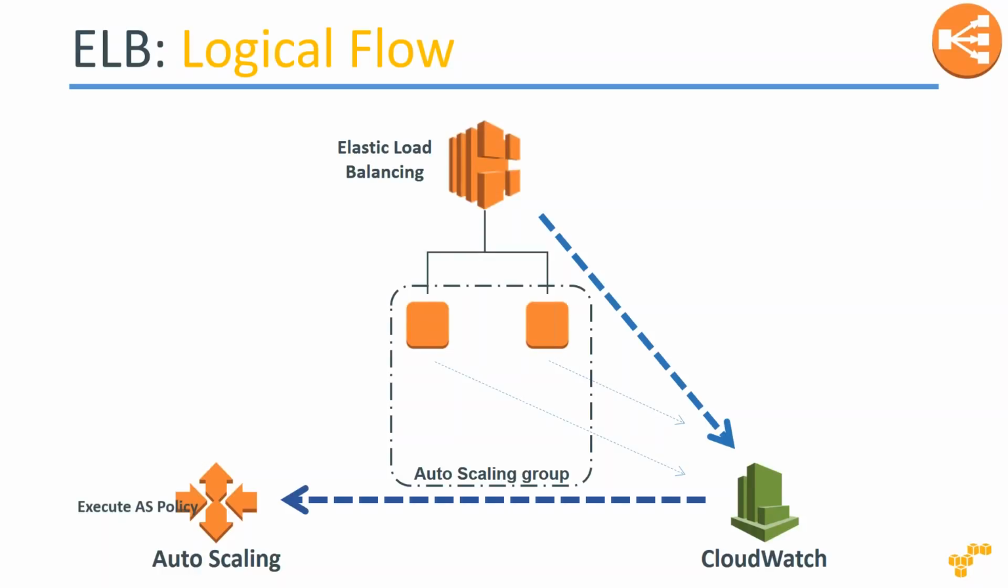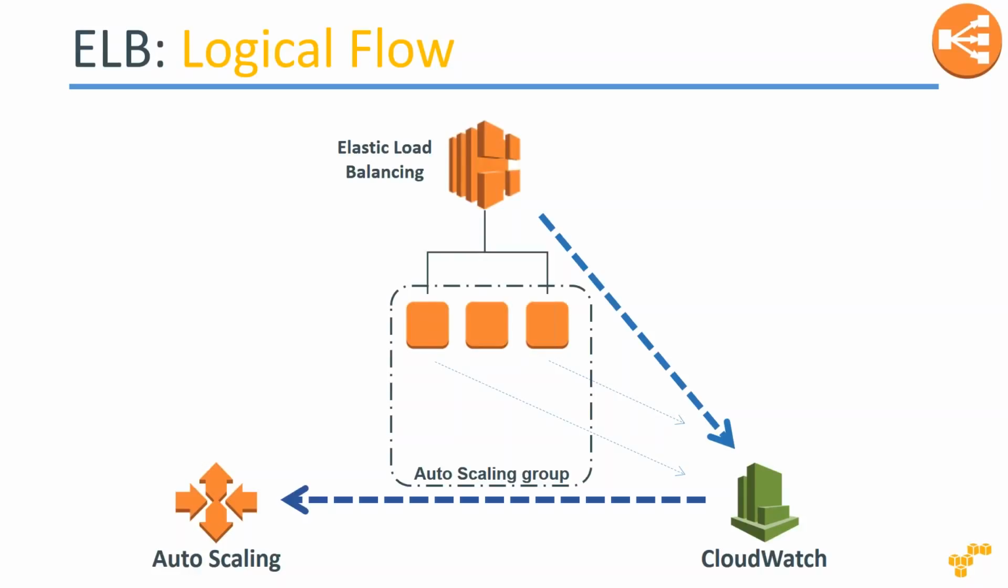Let us say CPU is more than 80%, or latency is more than 1 second. Then CloudWatch is going to trigger a notification to auto scaling, and in this case let us assume that we are going to do a scale out event. In other words, add one server. So auto scaling will execute that policy. It adds another server to your auto scaling group, and it is going to ensure that everything is fine.